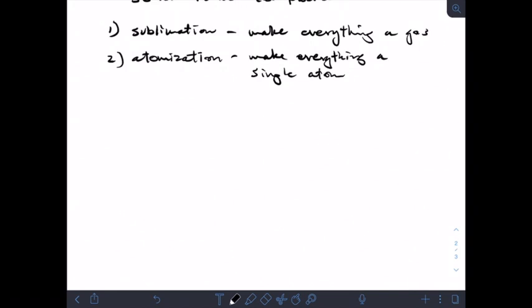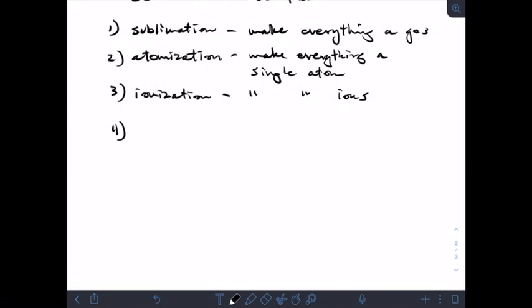Okay. Step 3 is ionization. And as you might expect, we're going to make everything ions. Okay. Step 4 is formation. We're going to make a solid. And step 5, we're going to solve for the missing energy.